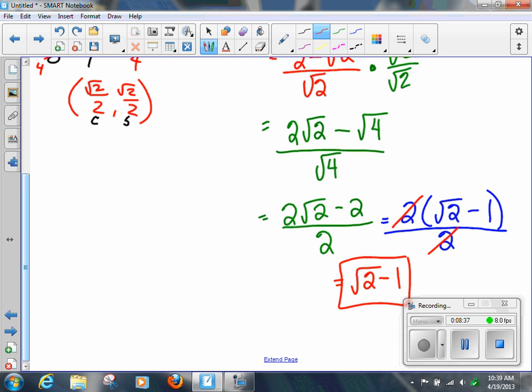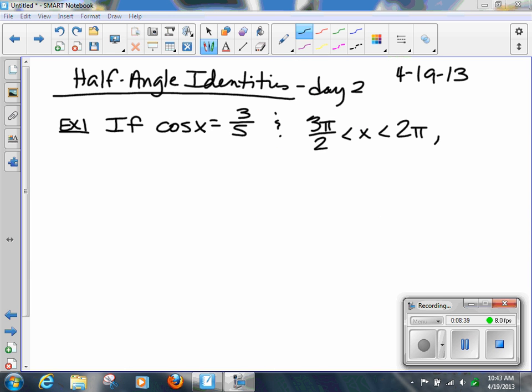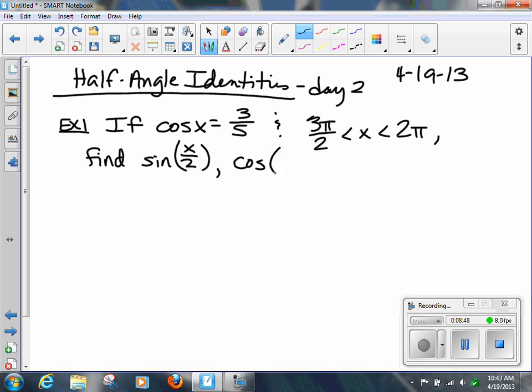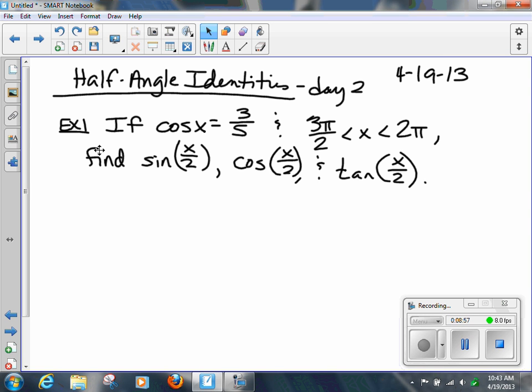Okay? If you're given these parameters, then you're going to have to find sine of the half angle, cosine of the half angle, and tangent of the half angle. Okay?